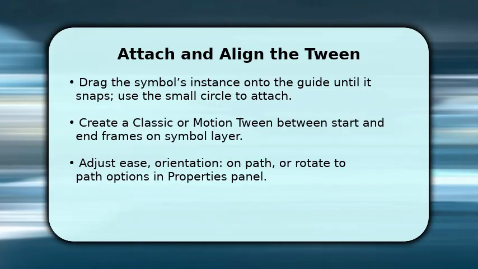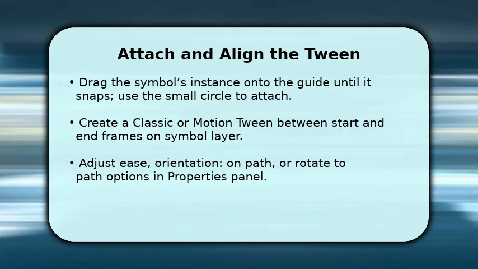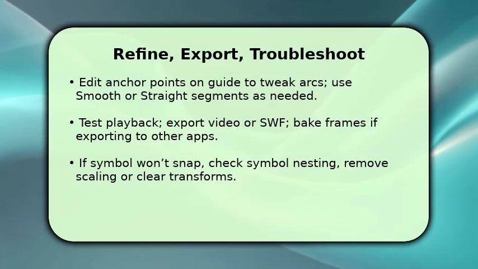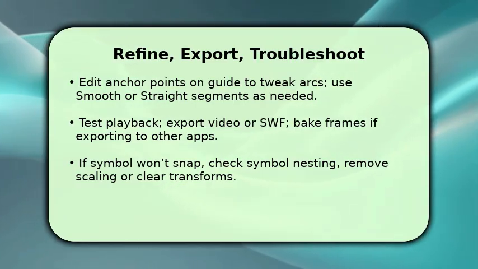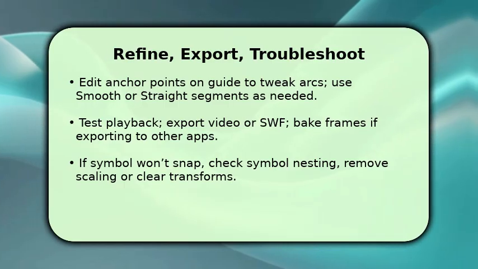Finish by refining the path and exporting your animation. Tweak individual anchor points to smooth arcs or tighten corners, and adjust frame spacing to change speed. Make sure your symbol's registration point is positioned intentionally. That affects how it attaches to the guide.